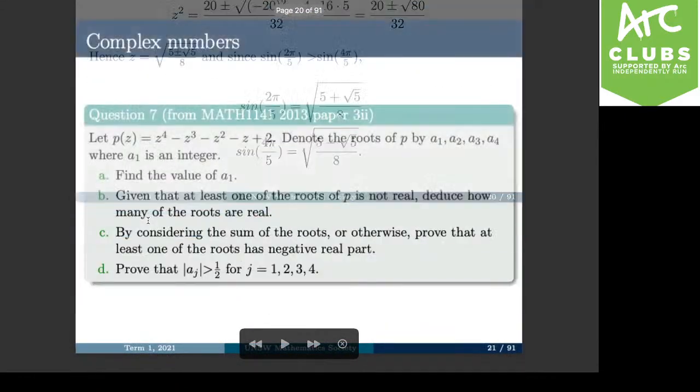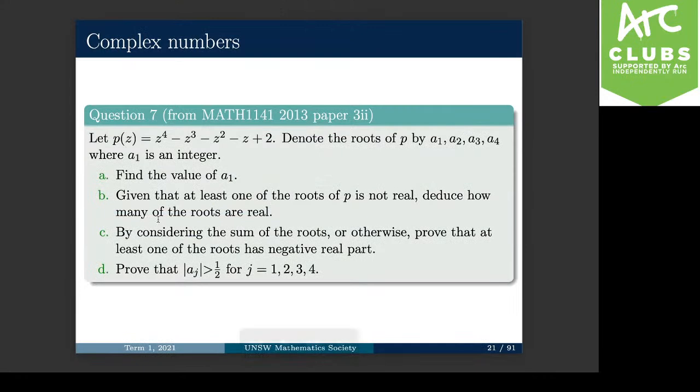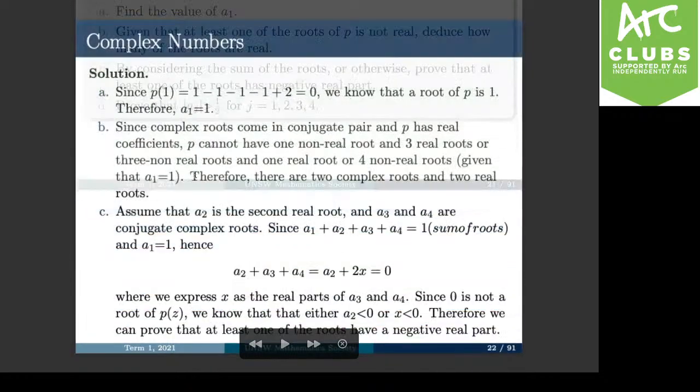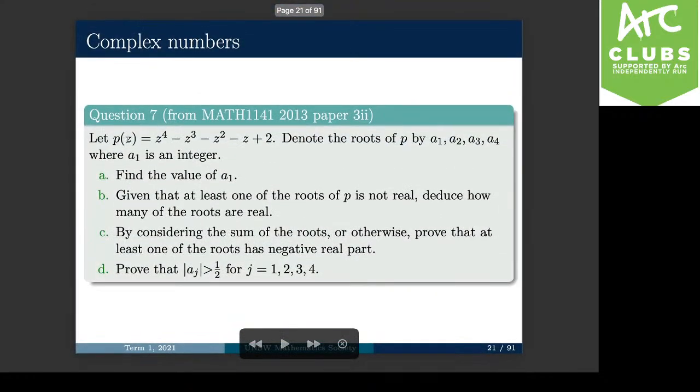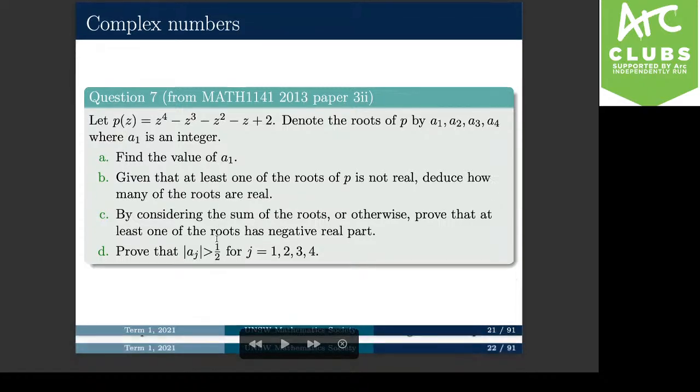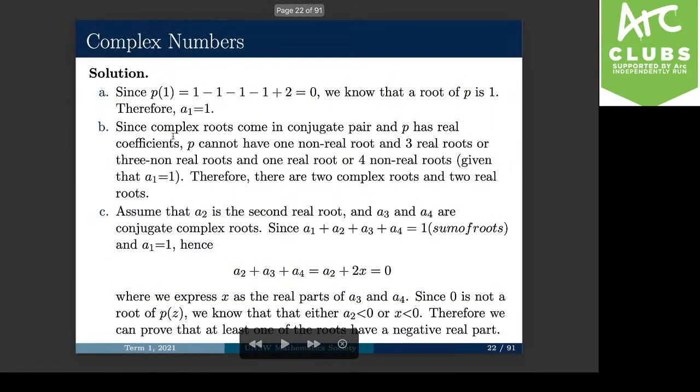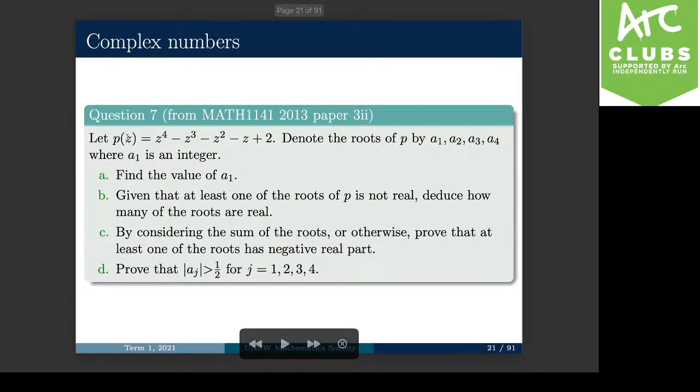So for question 7, we're trying to find the value of A1, and we can actually just simply sub in a point. Do we need Maple for this? You don't have to. I didn't, so it should be fine. We can actually just simply plug in 1, and then you can get the result, because you always try to plug 1 in because 1 is the most basic one.